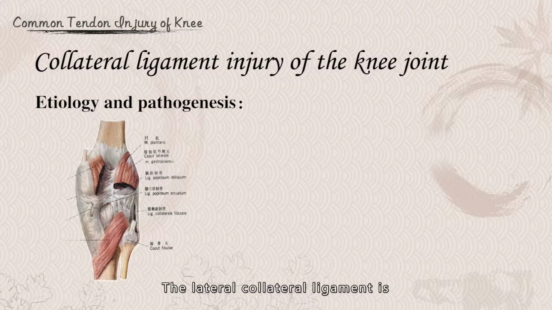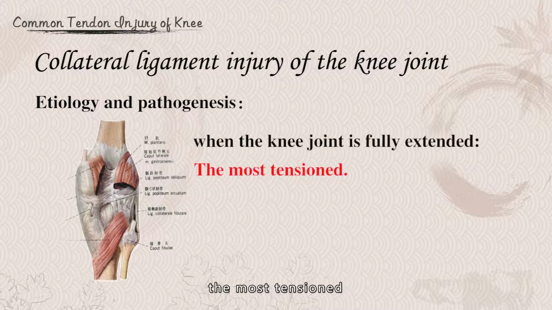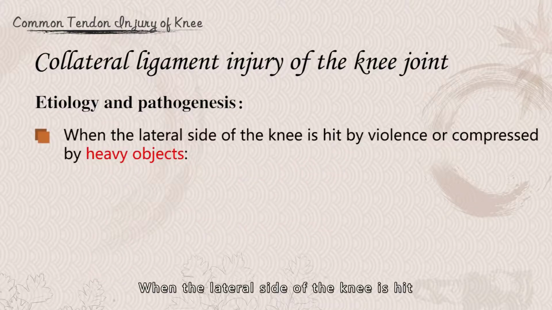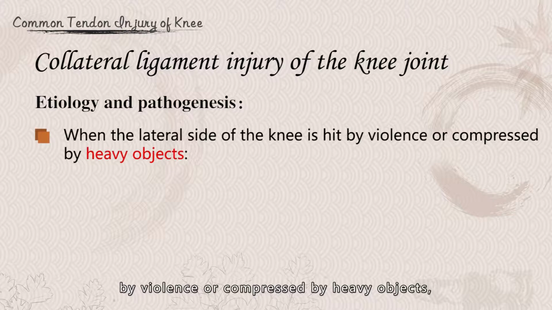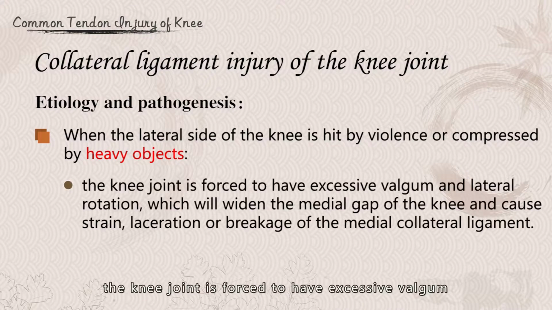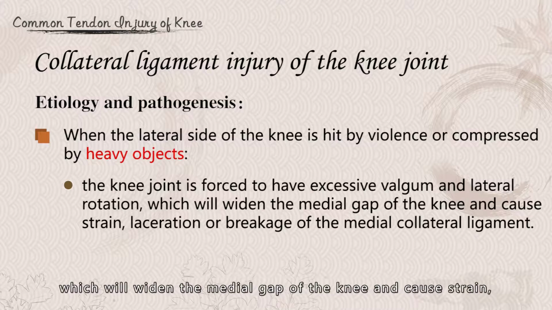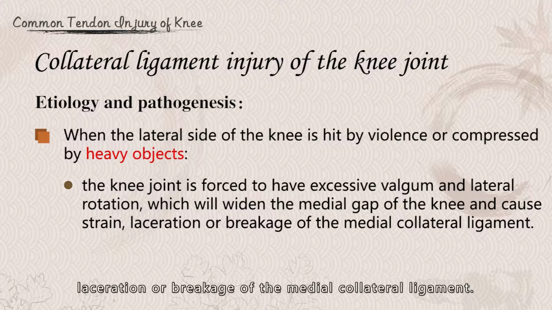The lateral collateral ligament is under the most tension when the knee joint is fully extended and the most relaxed when it is fully flexed. When the lateral side of the knee is hit by violence or compressed by heavy objects, the knee joint is forced into excessive valgus and lateral rotation, which will widen the medial gap of the knee and cause strain, laceration, or breakage of the medial collateral ligament.